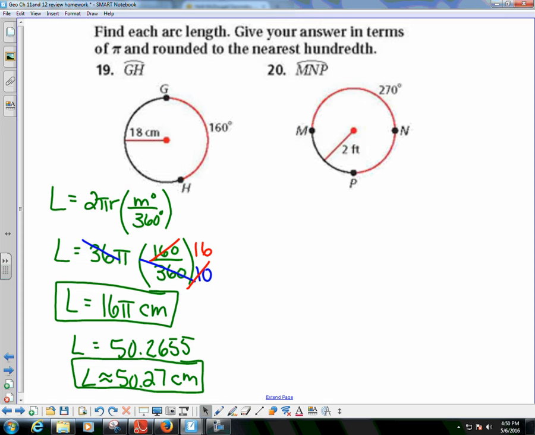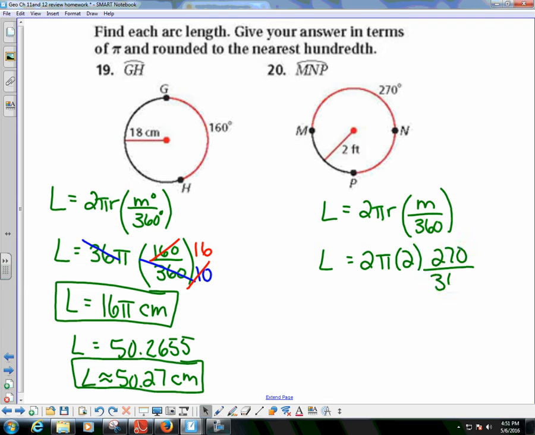So it's already highlighted in red for me, and it already tells me that the degree of that arc is 270. So 2 pi r over m divided by 360. Let's plug in what we know. 2 times pi times 2 feet, and 270 over 360. So this is 4 pi.